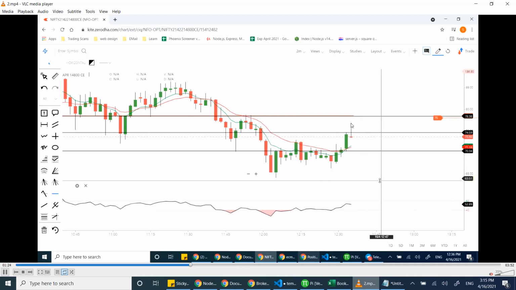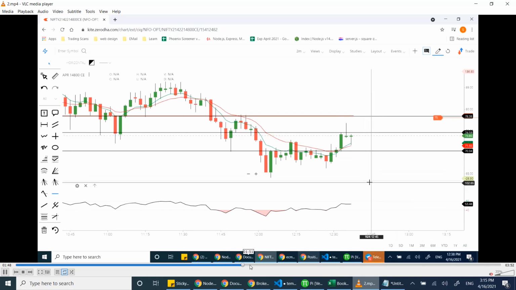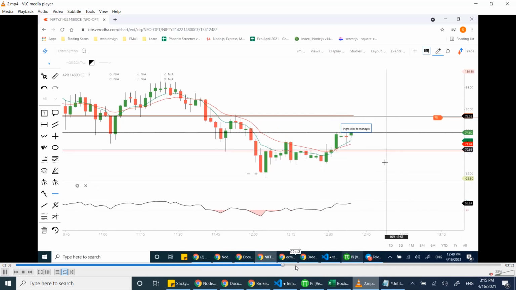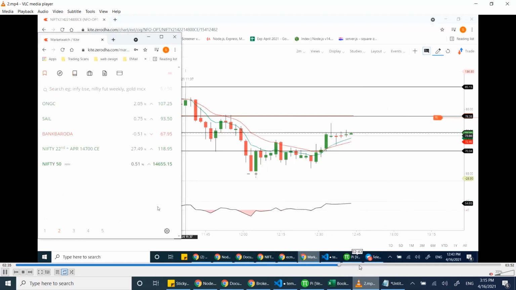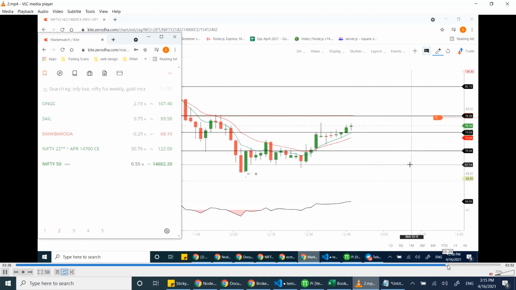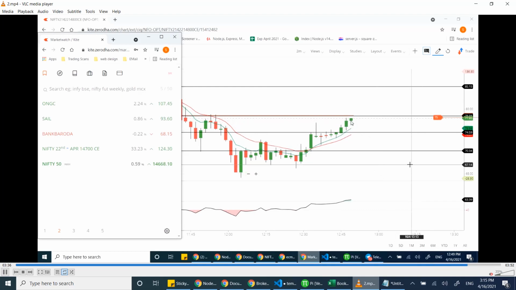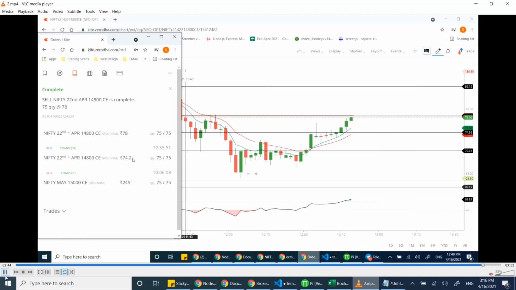It went up to here, then came down. It took 1, 2, 3, 4, 5 candles, around 5 minutes now. So 1, 2, 3, 4, 5, 6, 7. On the 8th minute, it actually touched my target. So my sell is already completed here.